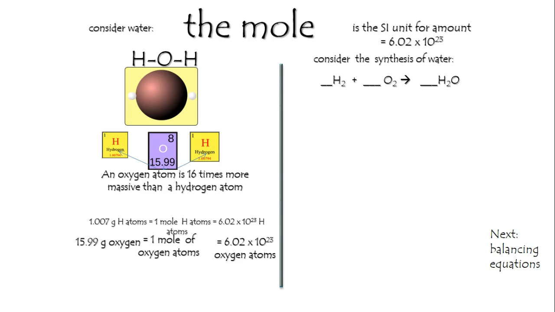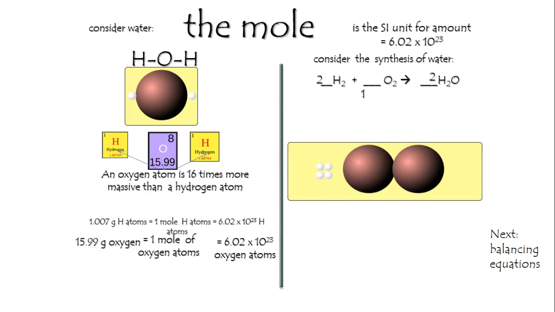For the synthesis of water, let's take a look at it from the point of view of a synthetic organic chemist. It balances out to 2 to 1 to 2. And let's take a look at what's actually happening. You would not be mixing 2 grams of hydrogen with 1 gram of oxygen. No. There's your hydrogen atoms, oh so small and light. There's your oxygen atoms, oh so much larger.